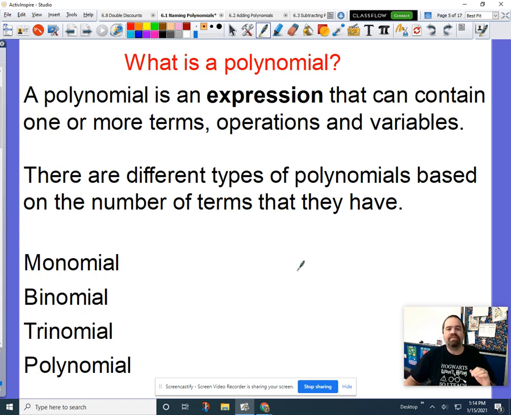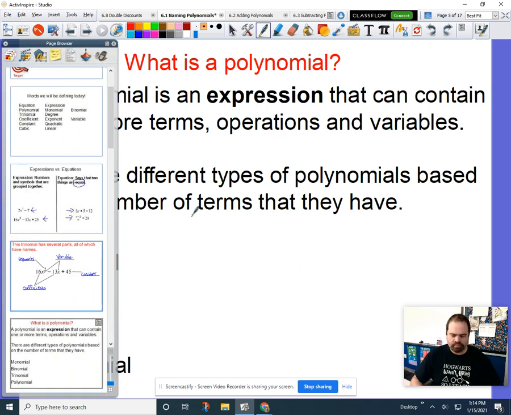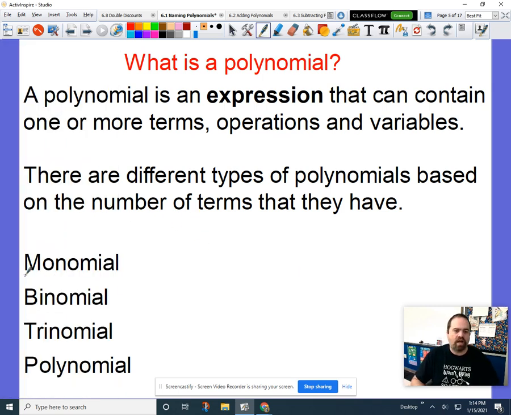Okay, we have different names for polynomials based on how many terms they have. So you might know a lot of these just based on the prefixes. The prefix mono, the prefix bi, the prefix tri, and the prefix poly. If you're familiar with those, they should kind of clue you into what you're going to be looking at. And I'll go through these pretty quick here.